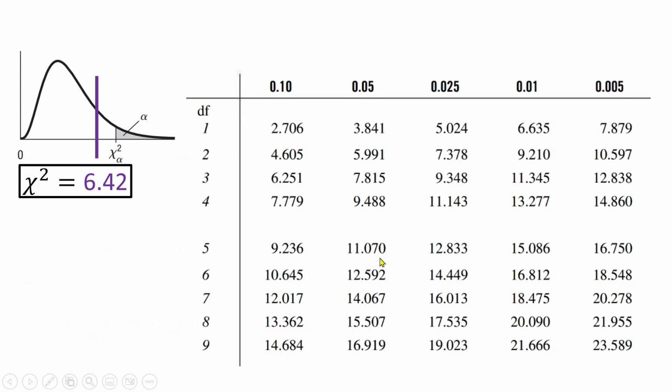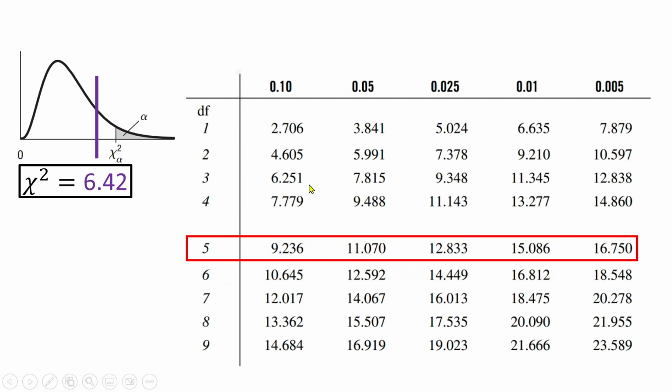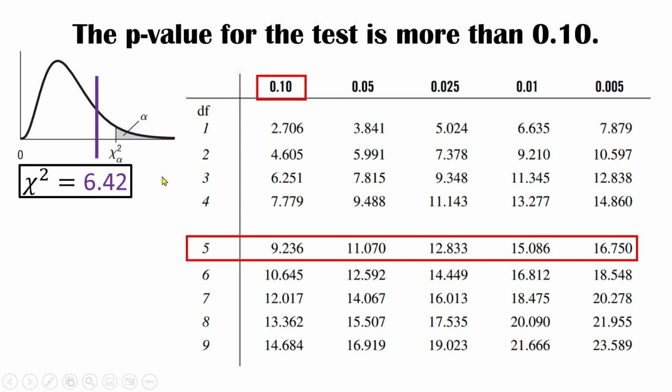Let's estimate the p-value for this test. So we're at 5 degrees of freedom. And the thing to notice is that if our test statistic was 9.236, just by some chance, then the area to the right of that number is 10%, which means the p-value, if this was our test statistic, would be 10%. But look, our test statistic is further to the left, which means the area in the tail is definitely bigger than 10%. So we know for sure that the p-value for the test is more than 10%.